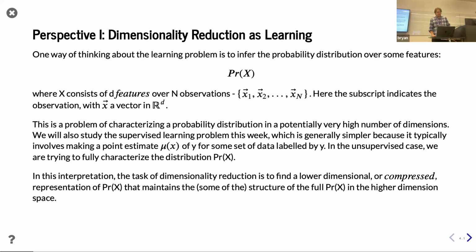So in this interpretation of dimensionality reduction, our task is to find a lower dimensional or a compressed representation of the probability distribution that maintains important features of the structure of the data. And so basically what every technique is doing is it's favoring some features of that higher dimensional probability distribution that will be maintained in the lower dimensional representation or the compressed representation of the data.